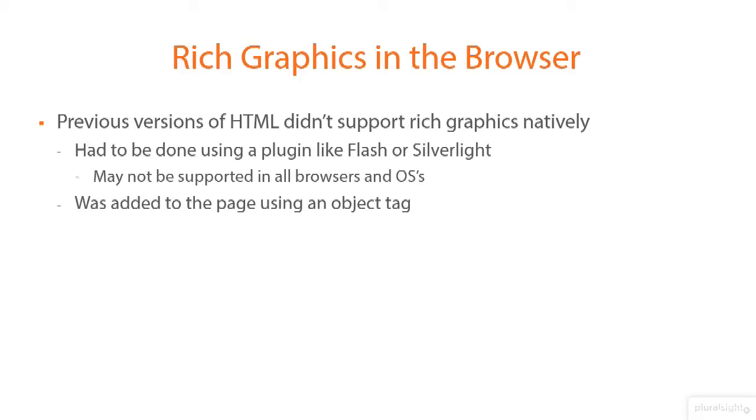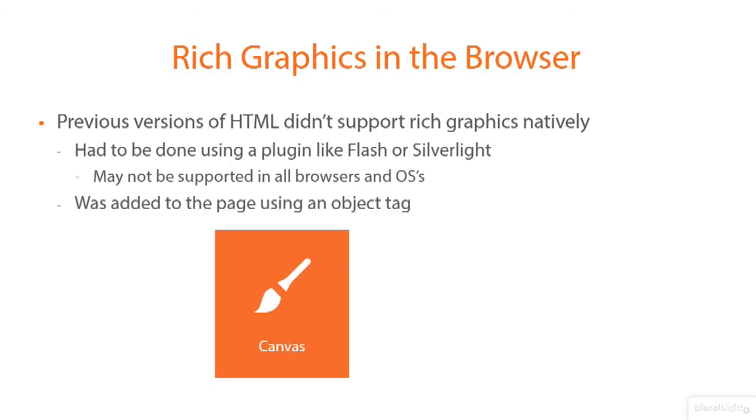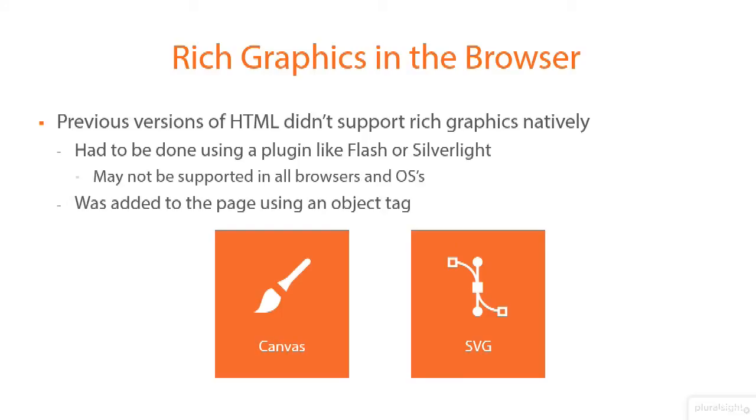There was no support for that. If we wanted to create rich graphics, we had to resort again to using a plugin such as Silverlight or Flash, with the same possible issues as we discussed before when looking at media content. Both Flash and Silverlight were added to an HTML page using the object tag. Now with HTML5, the platform gets native support for two types of rich content rendering, the canvas and SVG, and in this module we'll use the canvas. In module 7 we'll look at SVG.